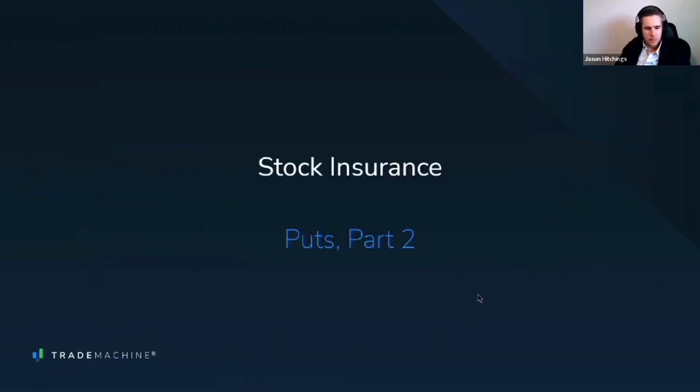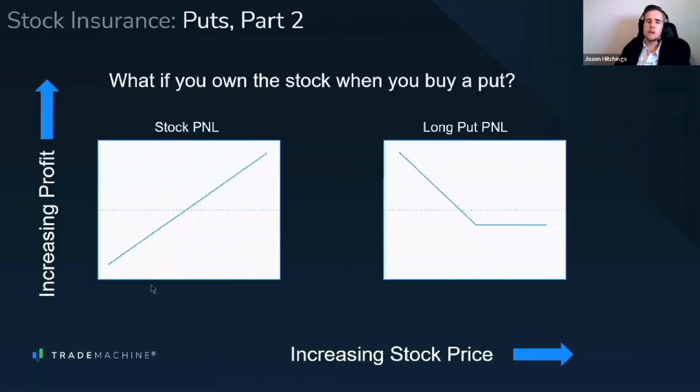Okay, so let's think about what that looks like if you're combining buying an option when you already own stock. So here's what stock P&L looks like. And here we just went over this: if you own a put, what does that P&L look like? You make money as the stock goes down. And that's kind of the opposite of the stock's P&L.